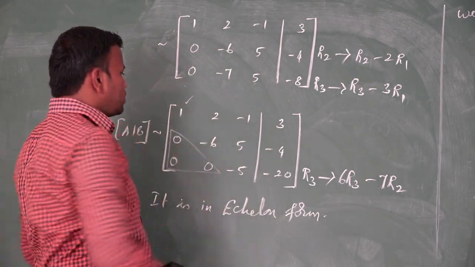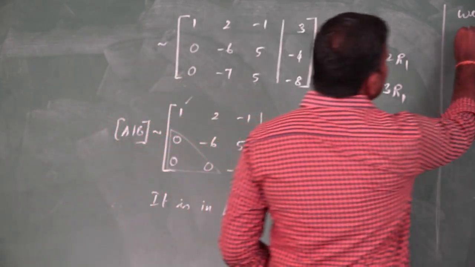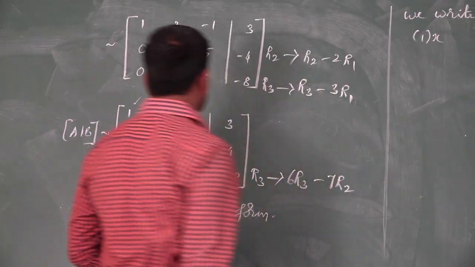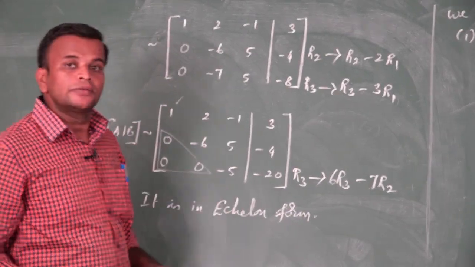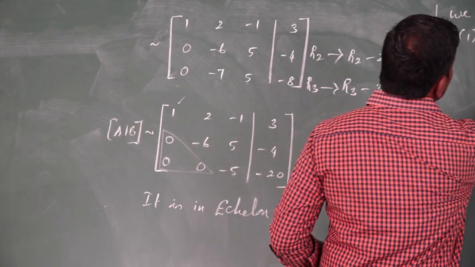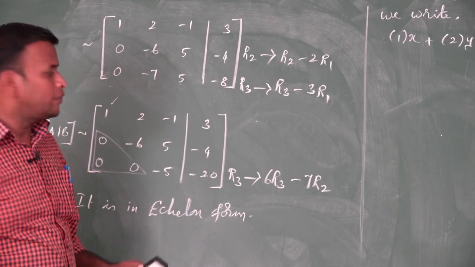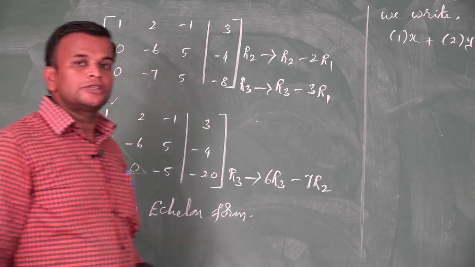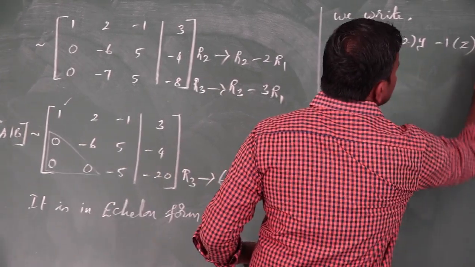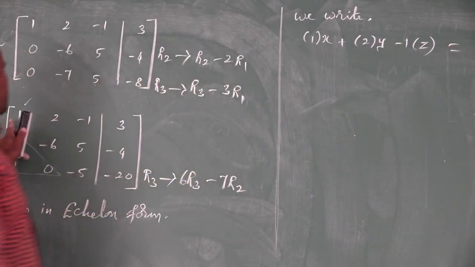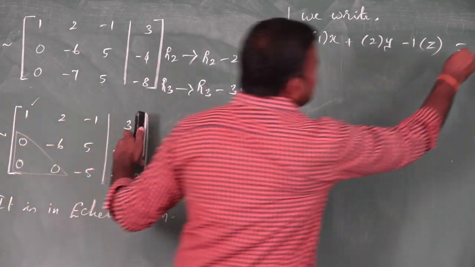Always the first one is the coefficient of x. What is the value here? 1. I write briefly, so 1 into x. The next one is the coefficient of y. The number is plus 2, so plus 2 into y. And the next one is the coefficient of z. The value of z is minus 1, so minus 1 into z. Whose corresponding value after the bar is 3. So that value is 3.